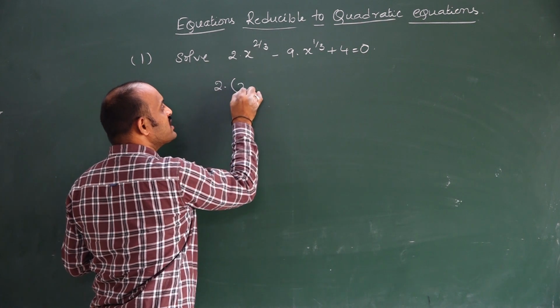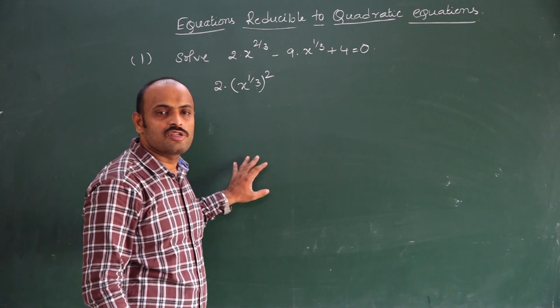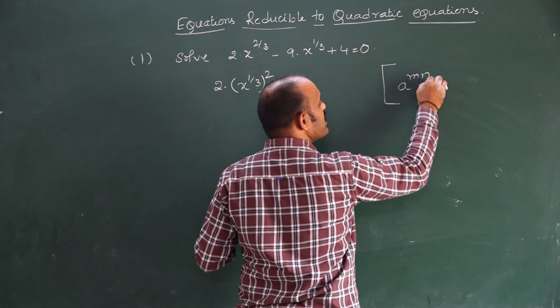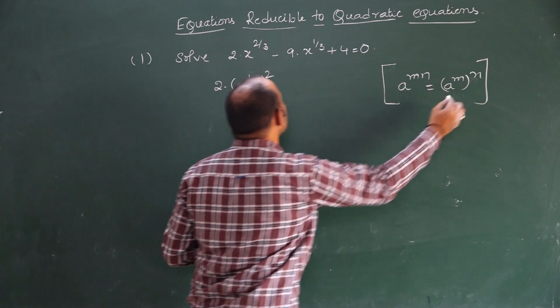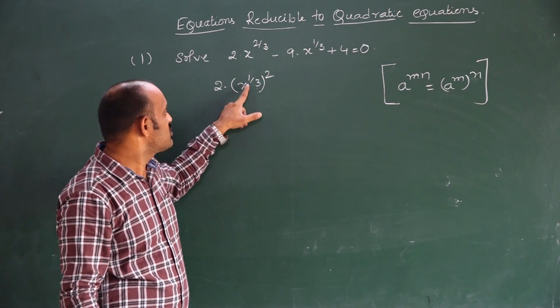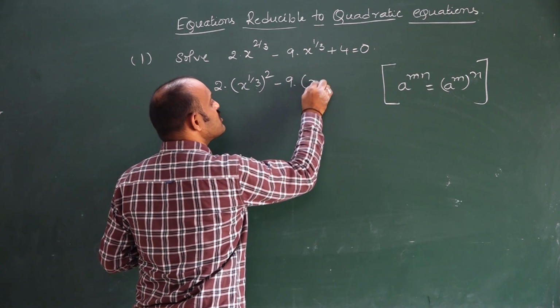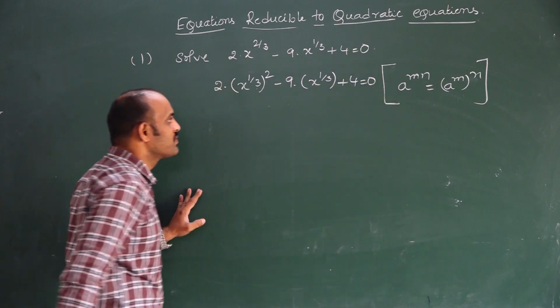See, x power 2 by 3, I will write this as x power 1 by 3 whole square. Because we have a formula in exponents and powers, a power mn can be written as a power m whole power n. 2 by 3 can be written as 1 by 3 into 2. So 2 into (x power 1 by 3) whole square minus 9 into x power 1 by 3 plus 4 is equal to 0.